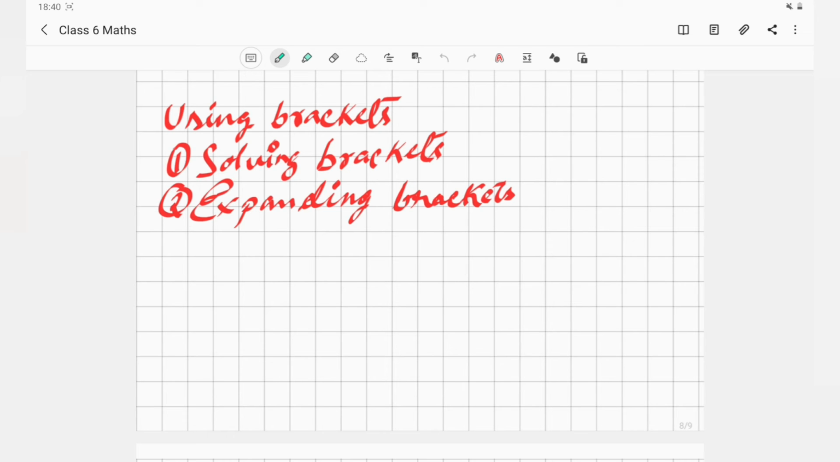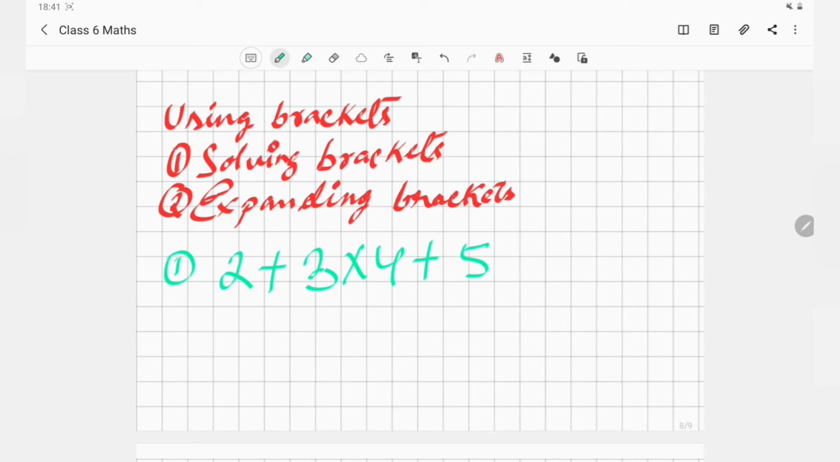It is just prioritizing the portion of the equation where we need to focus and do that first before doing it anywhere else, right? So I'll just take an example for the first case, which is solving the bracket. Let us take a case of 2 plus 3 multiplied by 4 plus 5.